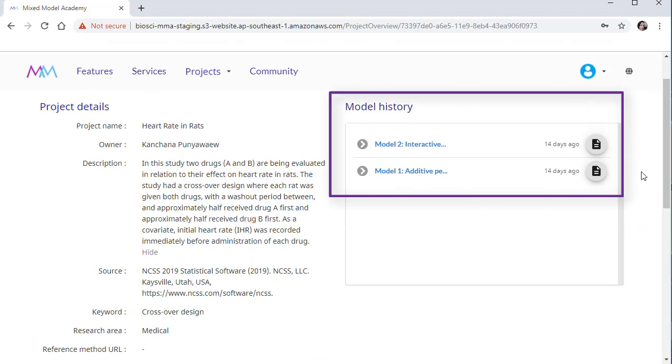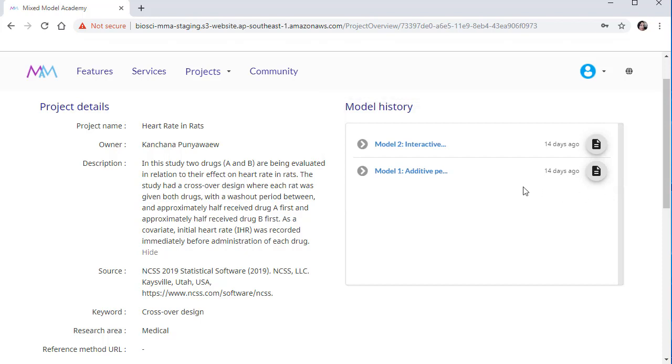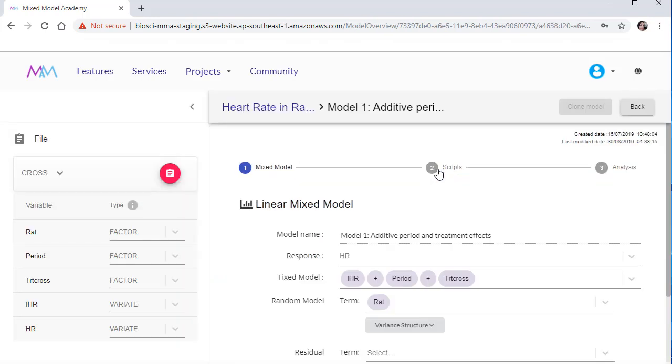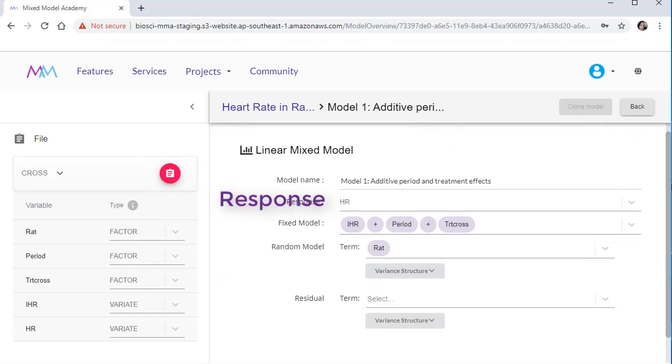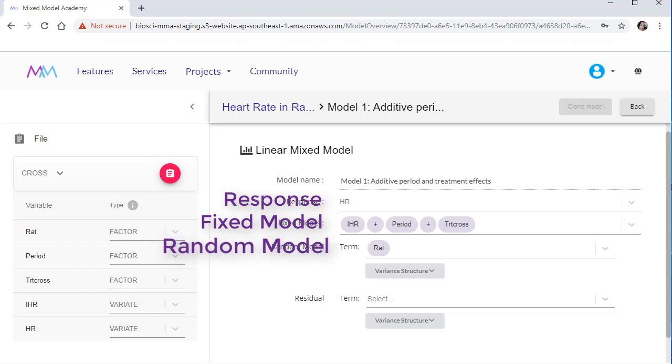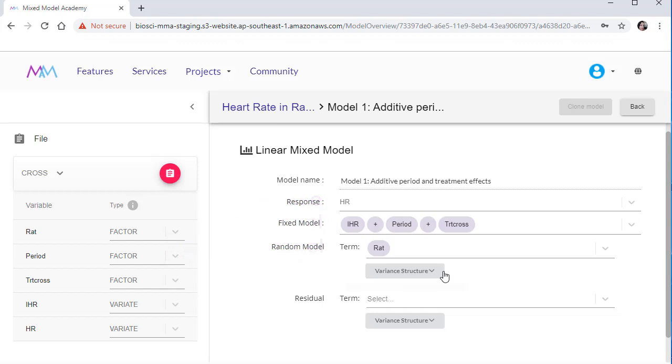In the model history, we can examine the mixed models that the project owner has defined. This project has two models. Let's take a look at model 1, additive period and treatment effects. The heart rate data is being modeled with additive fixed effects for the initial heart rate covariate, period, and treatment, and random effects for the rats to account for the repeated measurements.